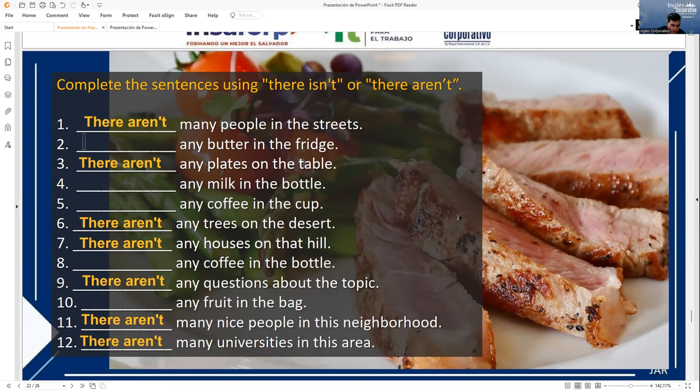But there isn't any butter. There isn't any butter in the fridge. There isn't any milk in the bottle. There isn't any coffee. There isn't any coffee in the cup. There isn't any coffee in the bottle. I wanted coffee when I was preparing the class. There isn't any fruit in the bag.